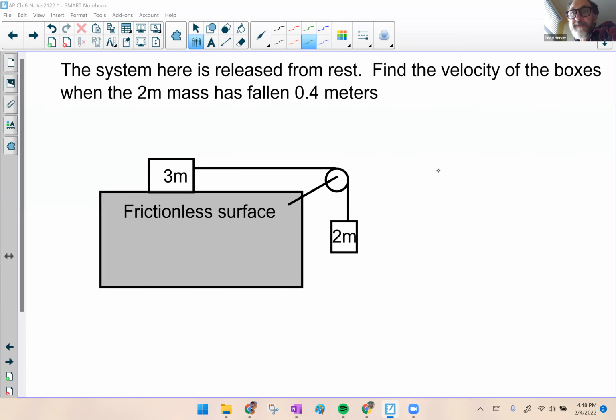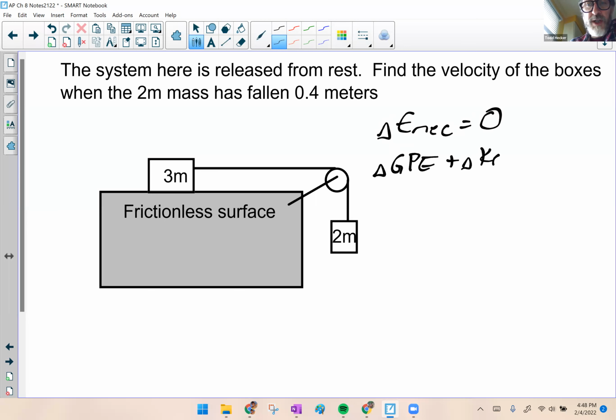Long story short, our total energy is going to stay the same, or for us, our change in mechanical energy is 0, and that's how I'm going to approach this. So our change in gravitational potential energy plus our change in kinetic energy is 0.